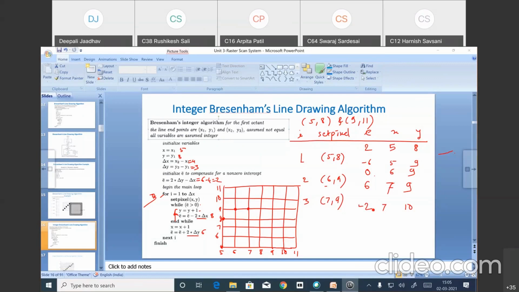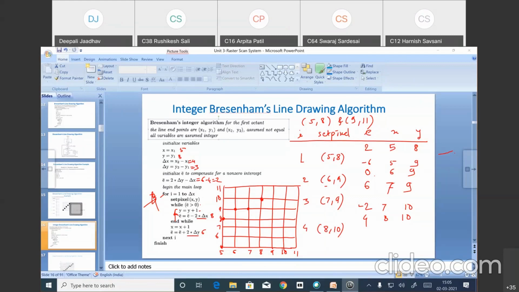Then end while, X is equal to X plus 1. E is equal to E plus 2 delta Y. What is 2 delta Y? 6. So minus 2 plus 6, 4. Then increase the value of I by 1. It becomes 4. Put pixel 8, 10. So what is this? 8, 10. It is here.